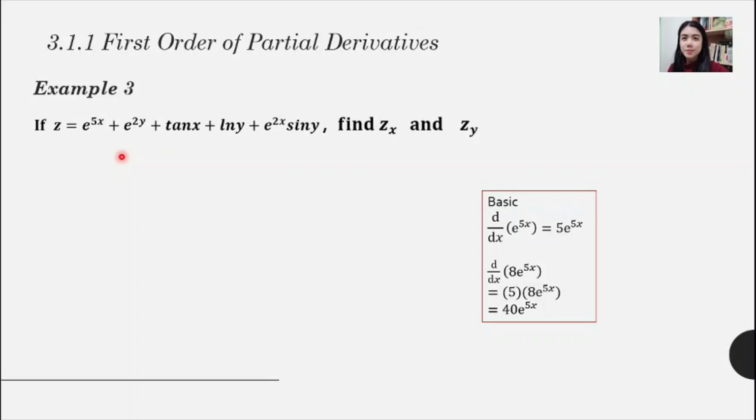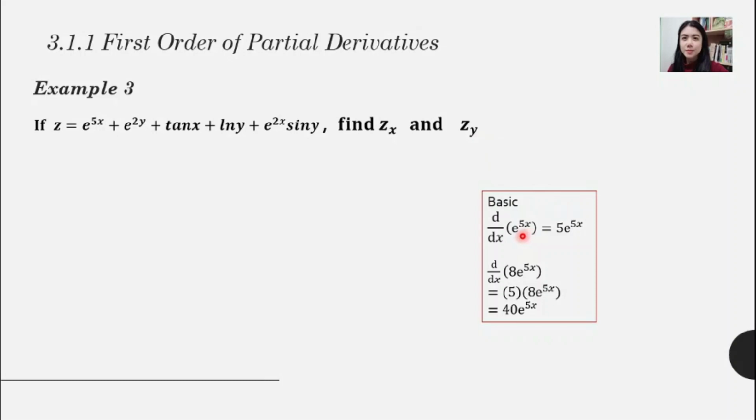Now we go for example 3. In this example 3, we have two variables. You see variable x and variable y only. So let's just find zx and zy. Okay, before we go to solve this example, let's just go back to the basics of exponential.